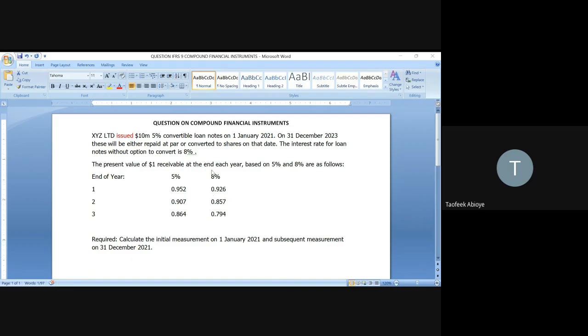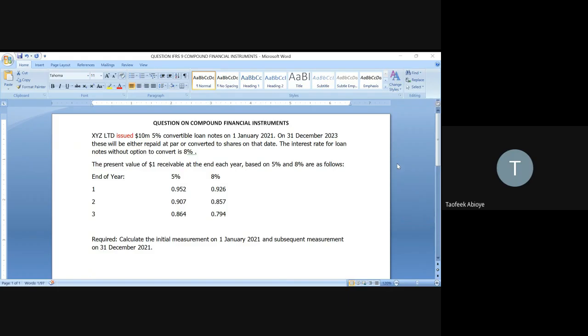So on 31st December 2023, this will either be repaid at par or converted to shares on that date. So what is the maturity period for this loan? Three years. Yes, from January 2021 to December 2023, it is 3 years. So that is the maturity.